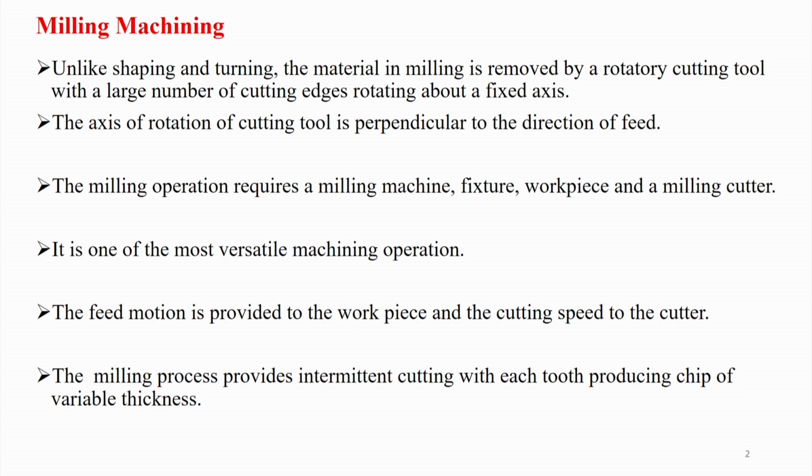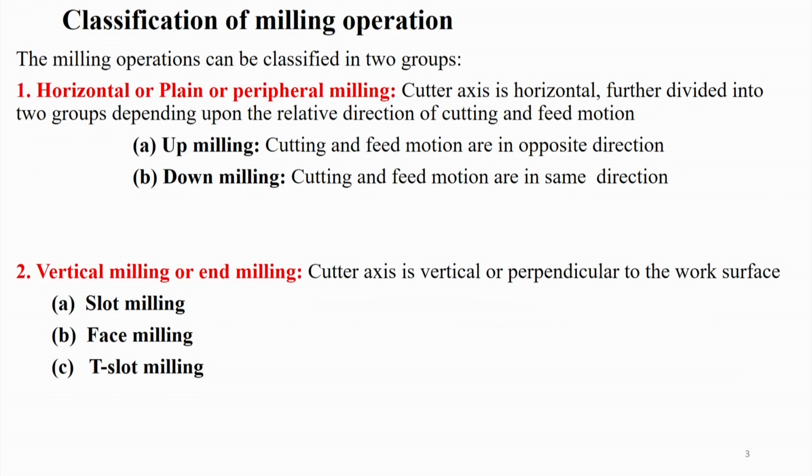The milling process provides intermittent cutting, with each tooth producing chips of variable thickness. This is the essential difference between turning and shaping, and milling, because in turning and shaping there is continuous chip production, but here there is intermittent cutting. So, we can classify milling operations in various ways.